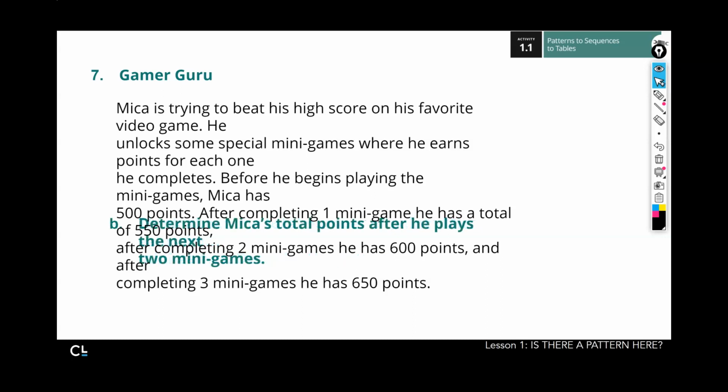Part B, if you can read it in there. Remember, this is in your book. Determine Micah's total points after he plays the next 2 mini games.